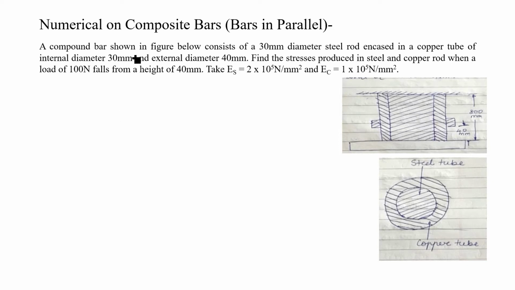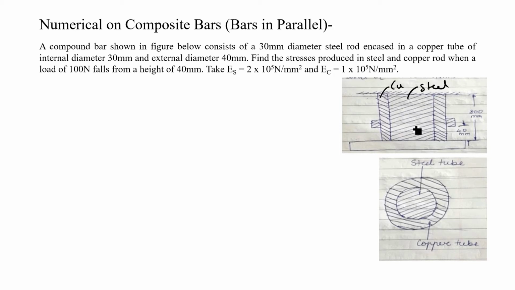A compound bar shown in the figure below consists of a 30 mm diameter steel rod encased in a copper tube of internal diameter 30 mm and external diameter 40 mm. So when I look here, these are the bars which are in parallel. The internal one is of steel and the outer one is of copper. You can see the top view of this diagram here. So the inner one is steel, outer one is copper.